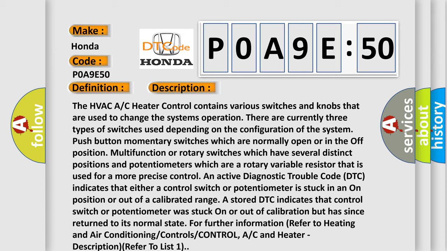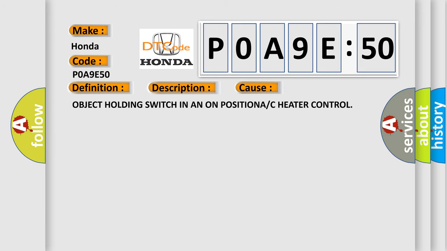An active diagnostic trouble code DTC indicates that either a control switch or potentiometer is stuck in an on position or out of a calibrated range. A stored DTC indicates that control switch or potentiometer was stuck on or out of calibration but has since returned to its normal state. For further information, refer to heating and air conditioning controls, control, AC and heater, description, refer to list 1. This diagnostic error occurs most often in these cases: object holding switch in an on position or A/C heater control.